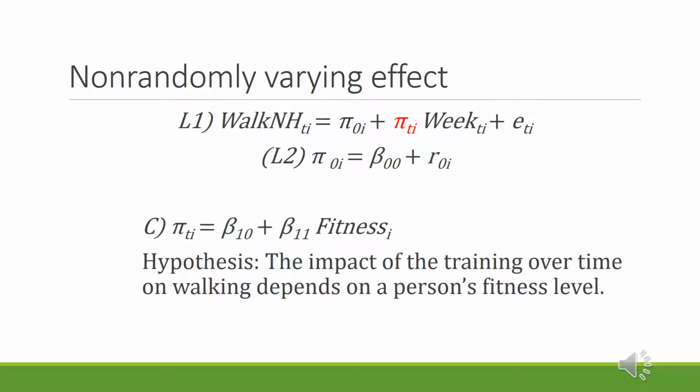So here is model C, which has a non-randomly varying effect, and that's the fitness effect. The hypothesis here is that the impact of the training over time on walking depends on a person's fitness level, and it only depends on a person's fitness level. You can again make the argument to put this also into the pi 0 i equation, but you could also say, let's say we're starting everybody at 0. Maybe that's a condition of participating in this study, and then that would not be the right thing to do. But what I'm saying here is that there is nothing beyond fitness that I would hypothesize plays a role.